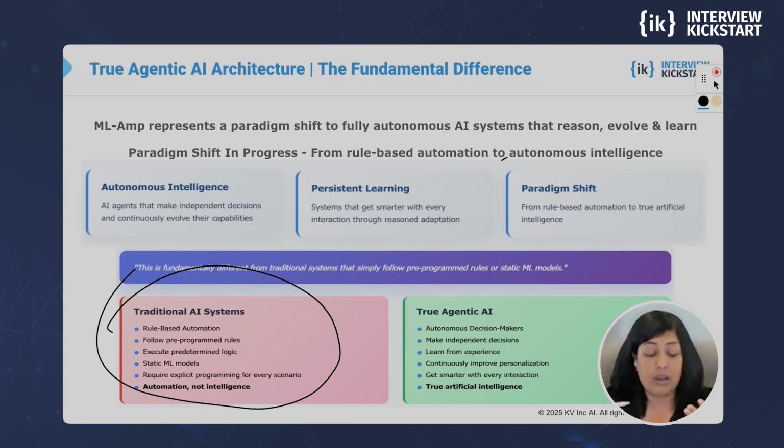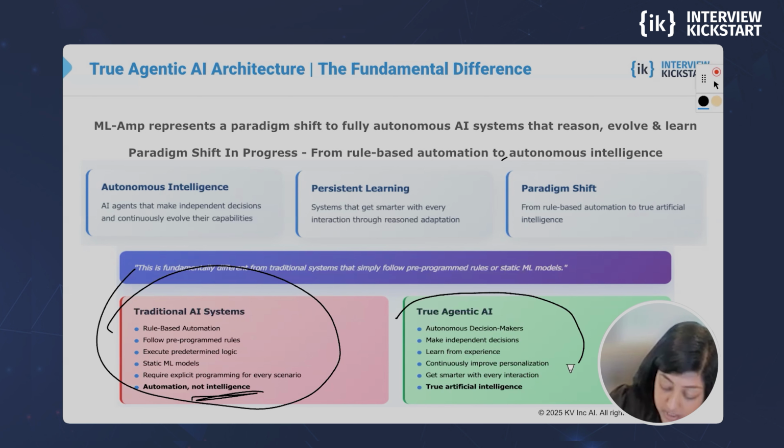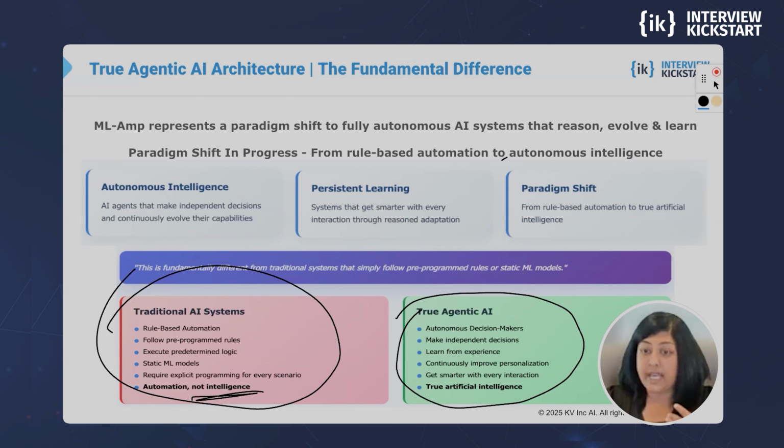Maybe there is some session history being managed, but not much. So there is no intelligence. It's not learning from your user, and it's not giving you a personalized and adaptive experience. It's not reasoning. It's not making decisions. It's not calling other tools dynamically. There's no ReAct component to it. I'll talk about what ReAct means shortly. And this is where we see ML AMP as a shift into the true agentic AI space.